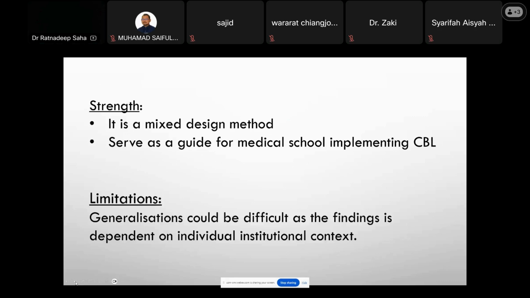However, from the limitation point of view, I would say that this study was conducted in a single medical school which adheres to a spiral CBL curriculum. And therefore, we may say that these findings are very specific and difficult to generalize as such, unless and until the same curriculum and same method of delivery are implemented.